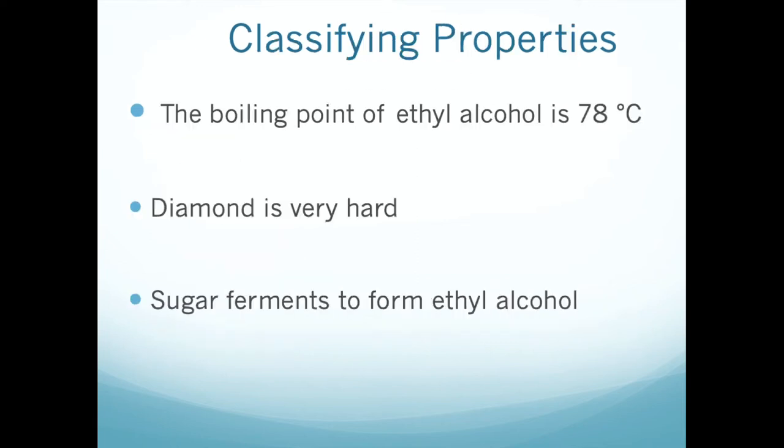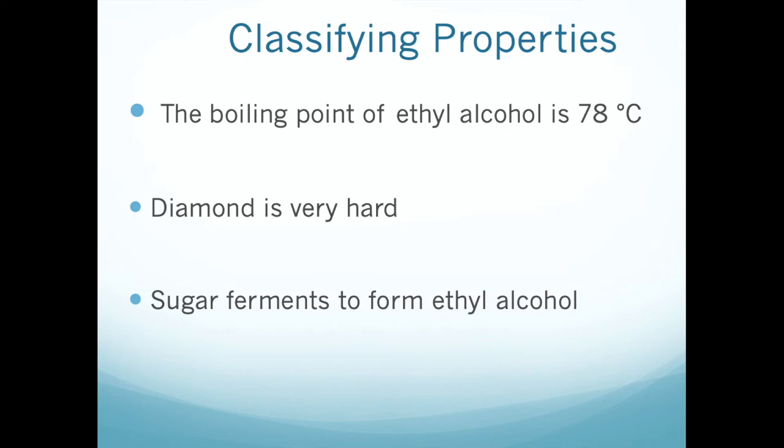So let's try a couple of practice problems with this. Feel free to pause this video to give you some time to think about the answers before I give them away. Basically, we're going to look at these three examples here and determine which of these are chemical properties and which of these are physical properties. The boiling point of ethyl alcohol is 78 degrees Celsius.